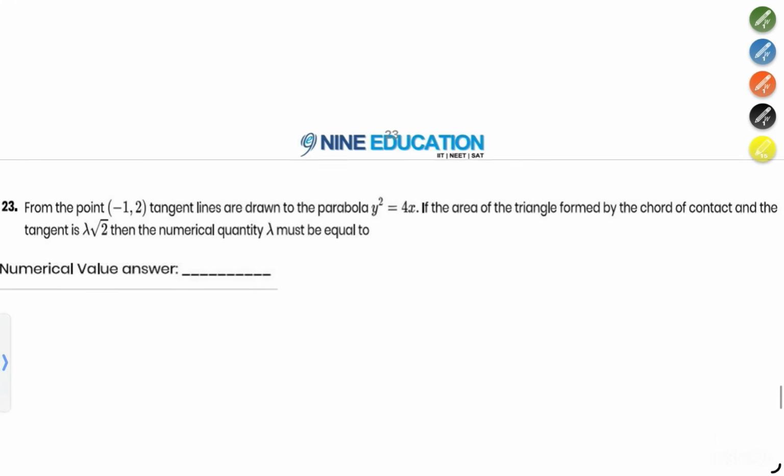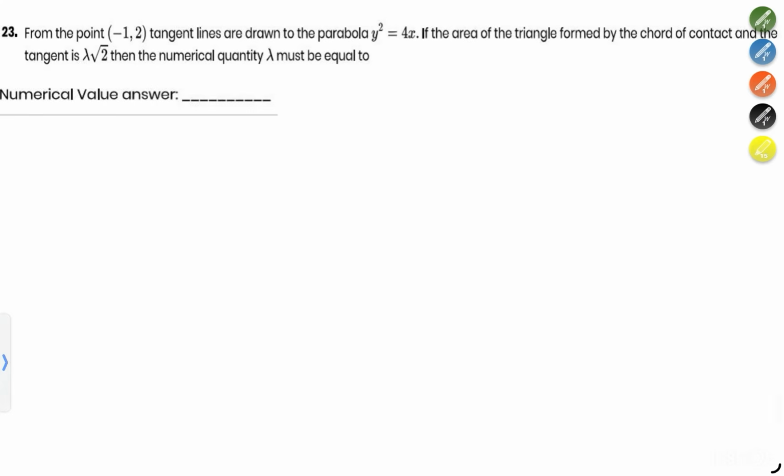Now let us move to the next one. In this one, they have given the point (-1, 2) from which tangent lines are drawn to the parabola. If the area of the triangle formed by the chord of contact and the tangents is given, then we have to find the value of lambda. So let us try to solve.